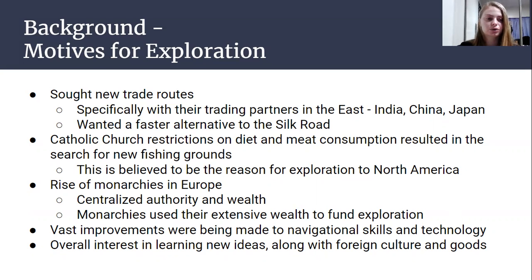And then there was also the rise of monarchies in Europe. So there was more centralized authority and more wealth. And so with that extra wealth, monarchies were able to fund exploration. An example of this would be Christopher Columbus. He was funded by King Ferdinand and Queen Isabella of Spain. And so with the rise of monarchies and the extensive wealth, they were able to do more explorations.